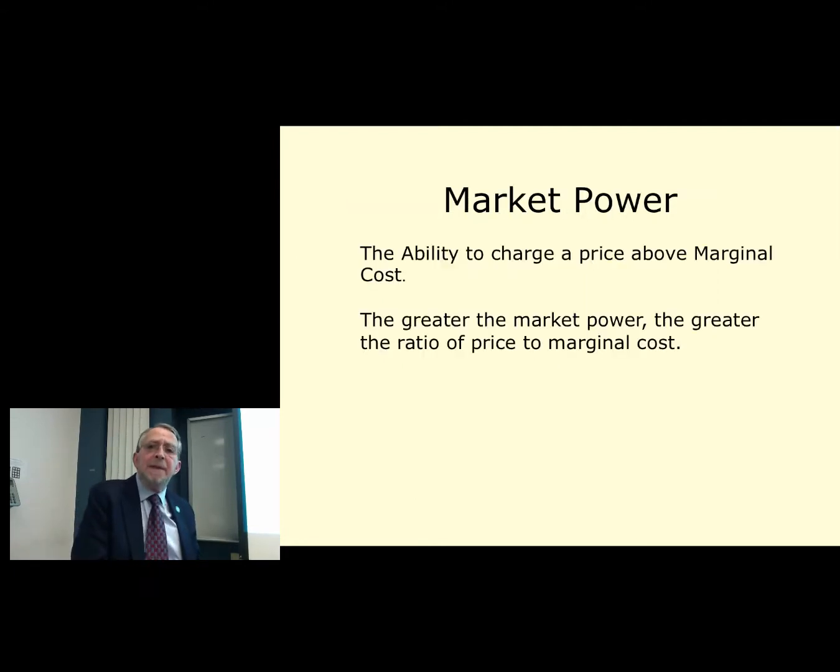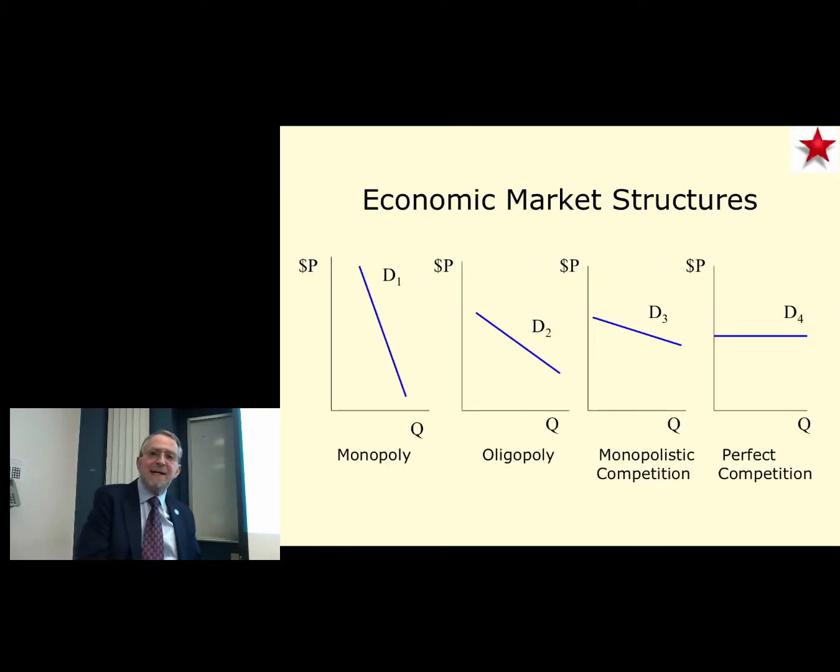The term market power means the ability to charge a price above marginal cost. So as the firm acquires more and more market power, moving towards the left on our continuum, the ratio of price to marginal cost would increase. The fewer close substitutes there are, the more market power the firm in fact has.